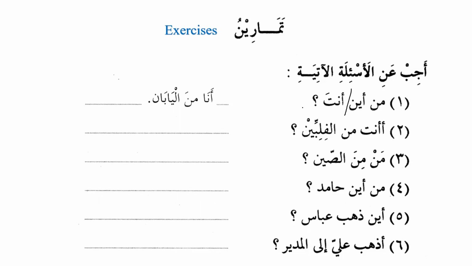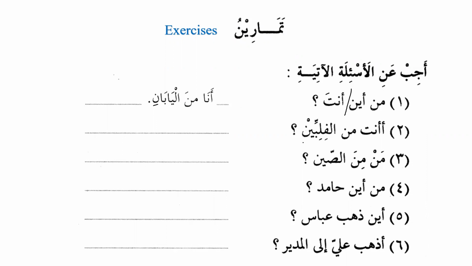This is a general question. And you can say Ana min al-Yabani if you're from Japan. You can say Ana min al-Hindi if you're from India. You can say Ana min Pakistana if you're from Pakistan. You can say Ana min America. I'm from America, wherever you are from. So you can answer accordingly.